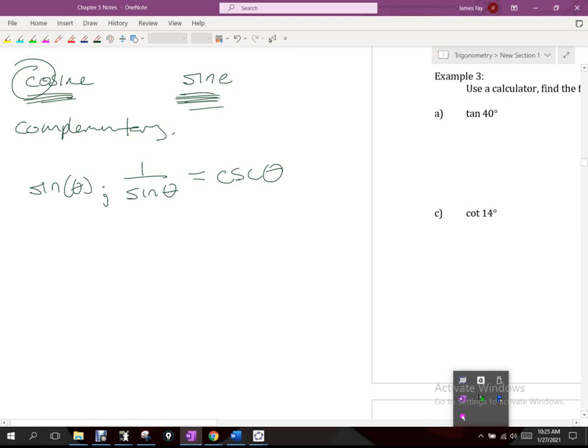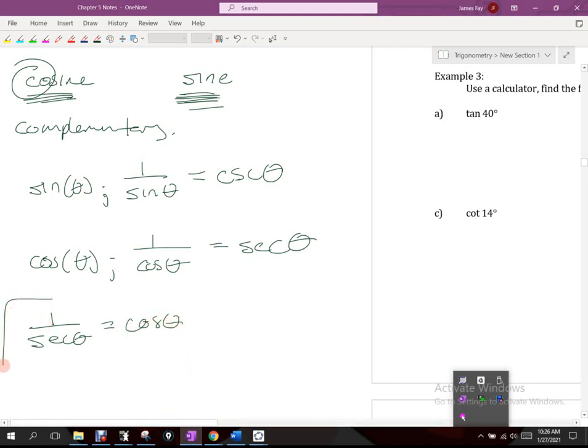What about cosine? The cosine of theta, its reciprocal is 1 over cosine, which is equal to secant. Does that make sense? What if I write 1 over secant? What's that the same as? It's cosine. Okay. So these are two-way streets. 1 over secant is equal to cosine. 1 over cosine is equal to secant. Those are relationships that we need to be able to recognize and understand.